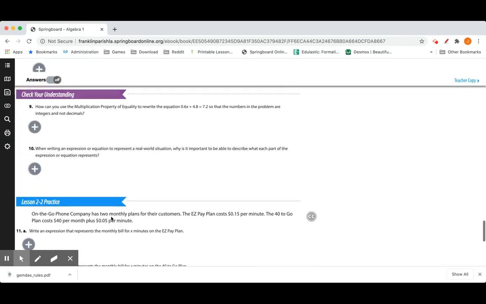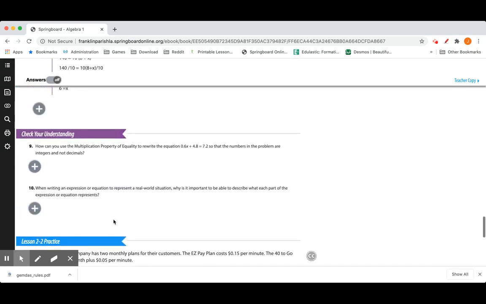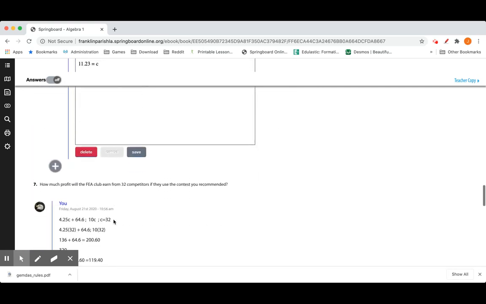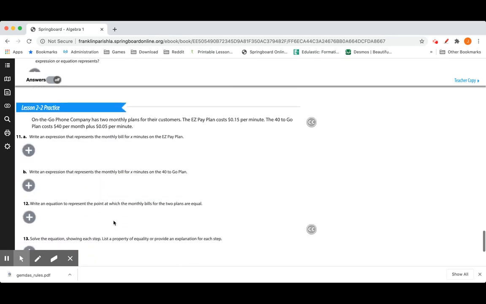Go ahead and try 9 through 15 on your own to see if you understand writing the equations down and working them out when sometimes the variables are on both sides.